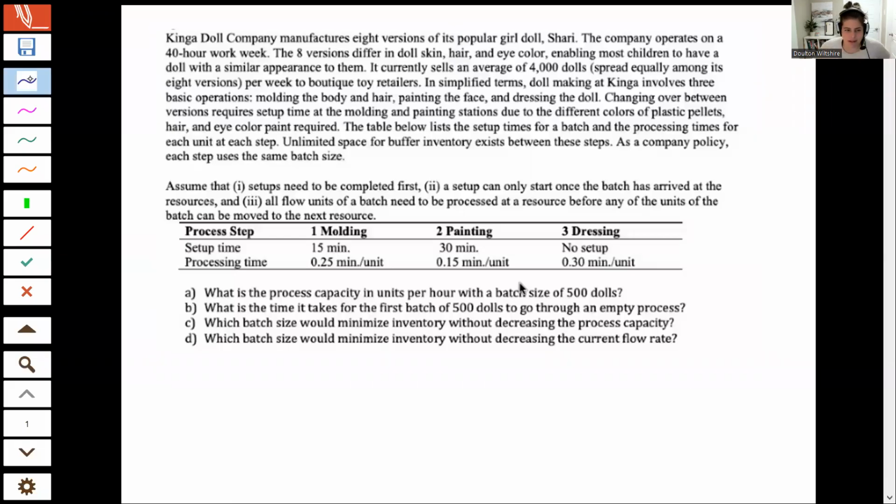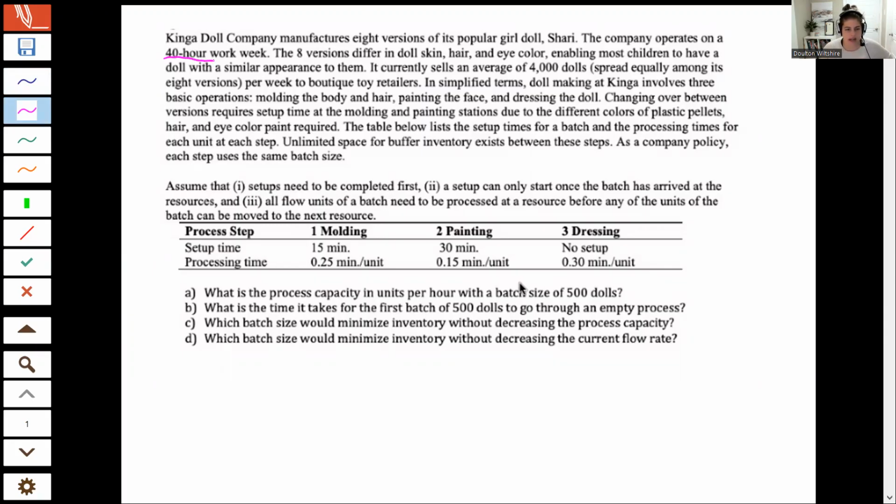Okay, so this is a really great question about capacity, but it has batching involved, and it has multiple stages of batching. So there's a couple of really important things as we read through this. First off, we operate on a 40-hour work week.